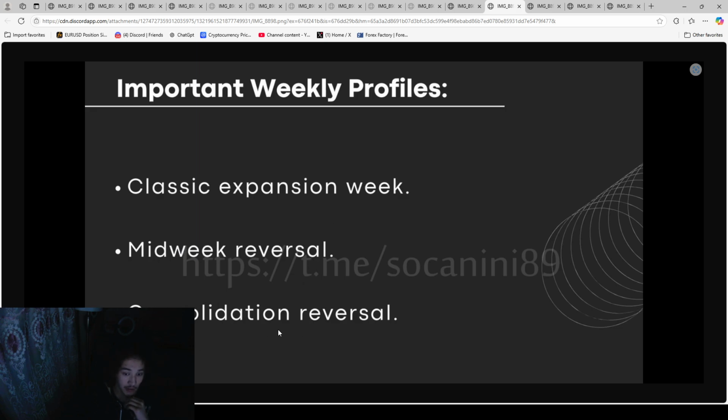Consolidation reversal, which is Thursday making the high or low of the week. Eventually Friday continuing. This would be on the consolidation week, right? When the market consolidates a lot, right? To be in a consolidation week, where this will happen, right?